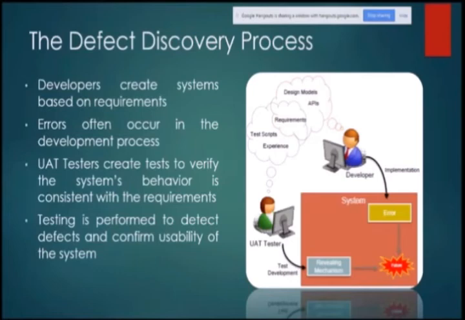Errors often occur in the development process. Naturally, this happens. The UAT testers create a test to verify the system behavior is consistent with the requirement. So look at the roles. The developer is working, the developer implements it, and what we have is the error is generated. So the user tester is working on the software to test what he has achieved, what he has done. For that he may have test scripts also, or he may use his own experience.